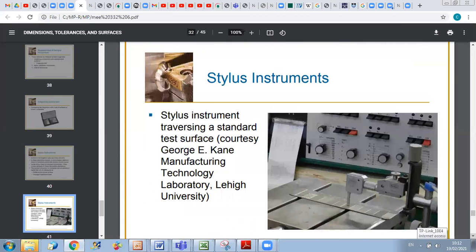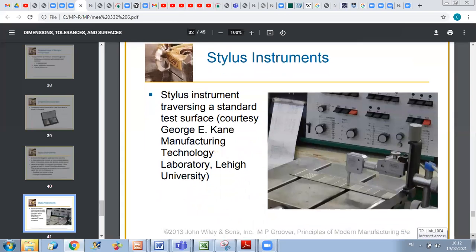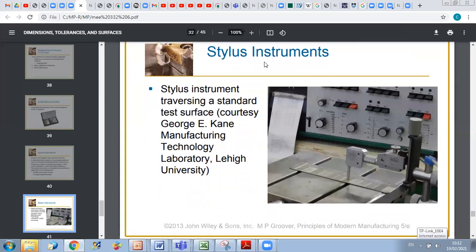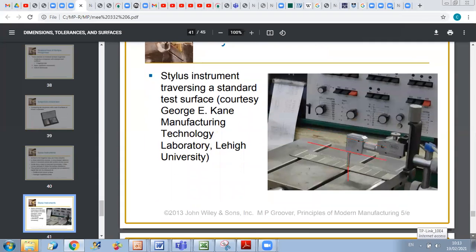So here you can see a figure of a stylus instrument. As you can see here, this is the head of the stylus. As you are moving your equipment horizontally, this stylus can undergo vertical motion depending on the roughness of the surface. This is clearly illustrated in the following slide.